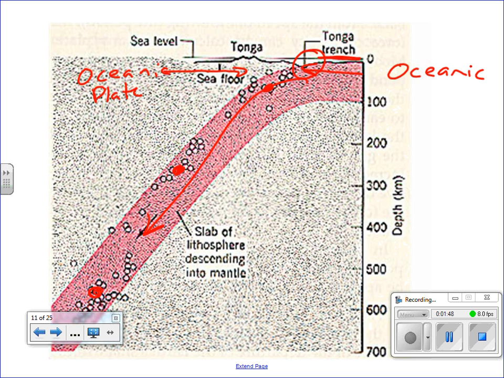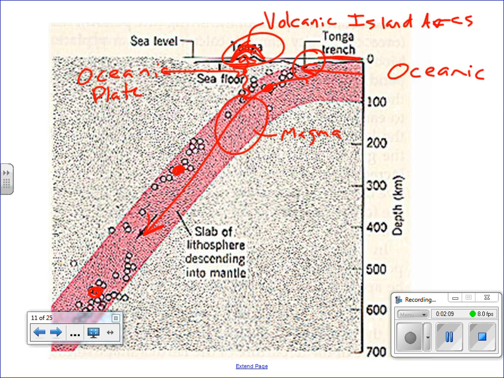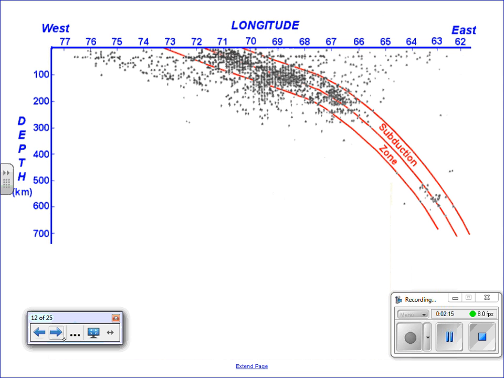Above, or just to the left of this, you'll notice you have the island chain of Tonga. This results from magma forming as this plate subducts, rising to the top and creating active volcanoes. These volcanoes are called volcanic island arcs. This type of boundary is known as an ocean-ocean convergence.